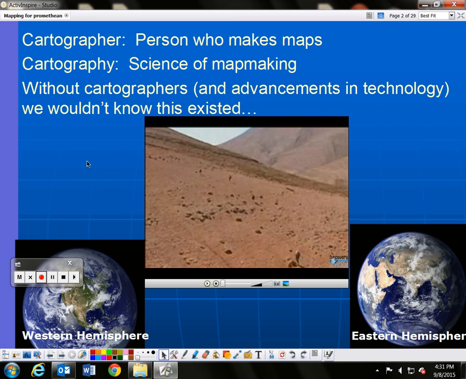Okay, a cartographer is a person who makes the map, and cartography is the science of map making. Without cartographers, who shockingly are very, very important, we wouldn't know that anything existed, and we'll get to more pictures and stuff later.